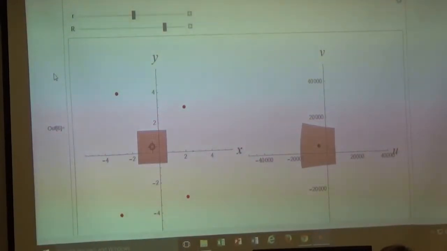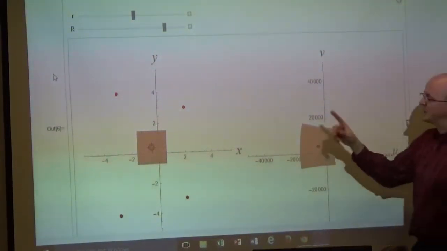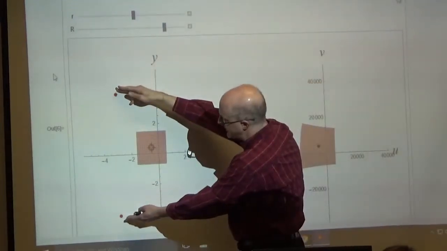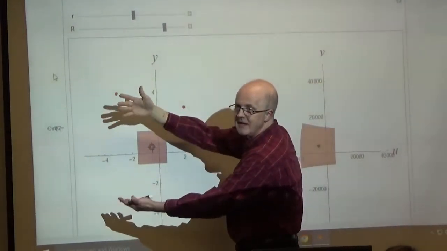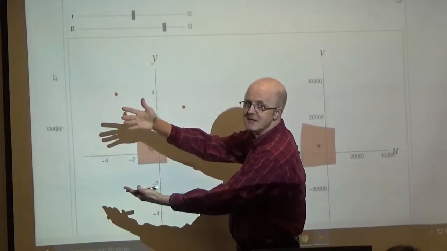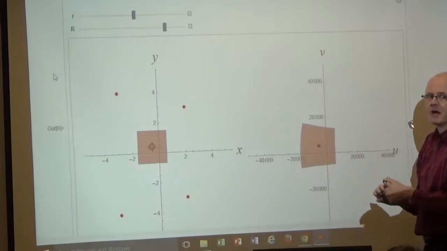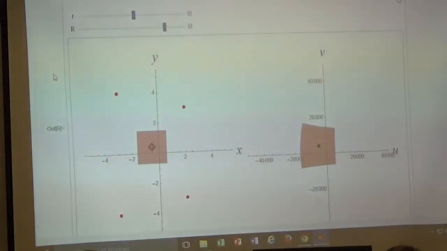Notice this function had real coefficients. These two things are complex conjugates. These two things are complex conjugates. Its derivative has real coefficients, and complex roots of polynomials with real coefficients have to occur in complex conjugate pairs. I mentioned that on Monday, I think. That is something you should know.